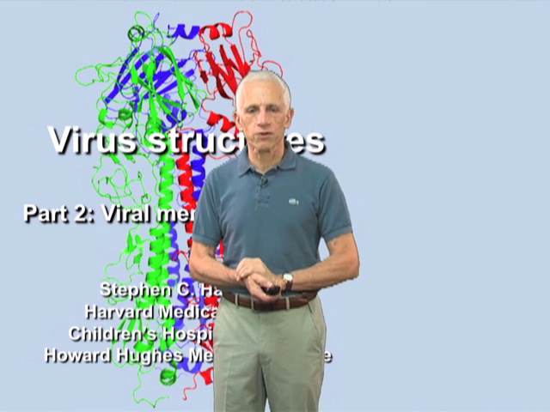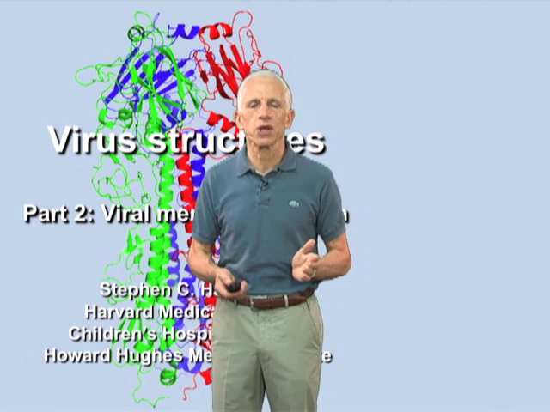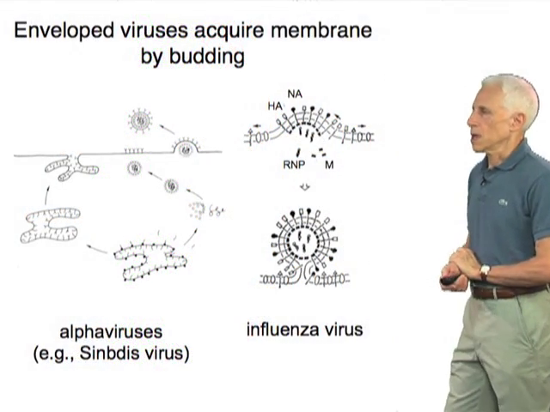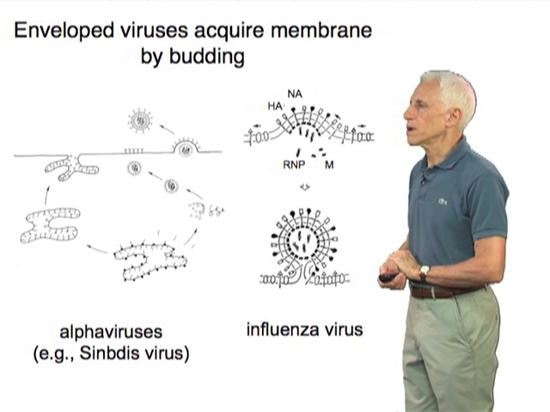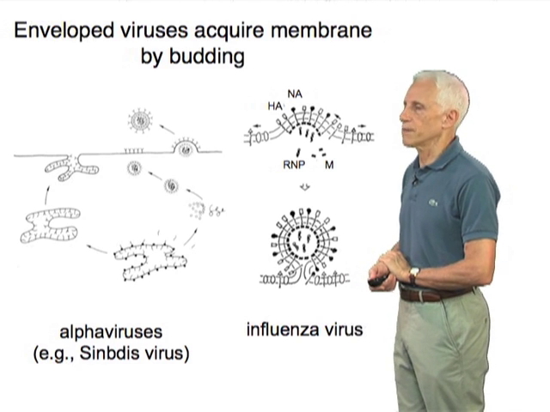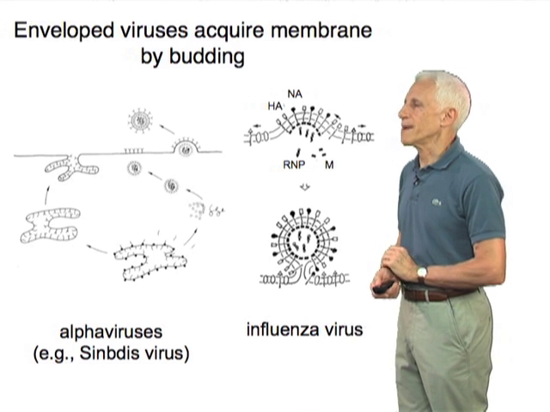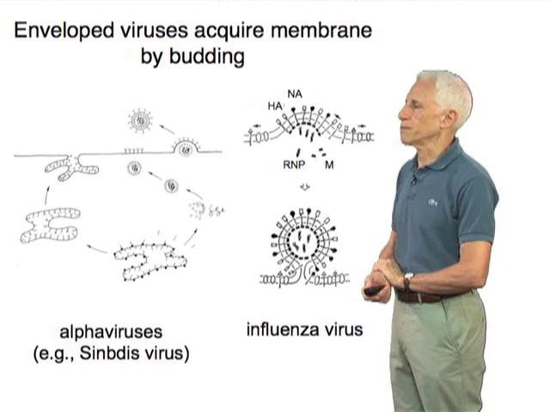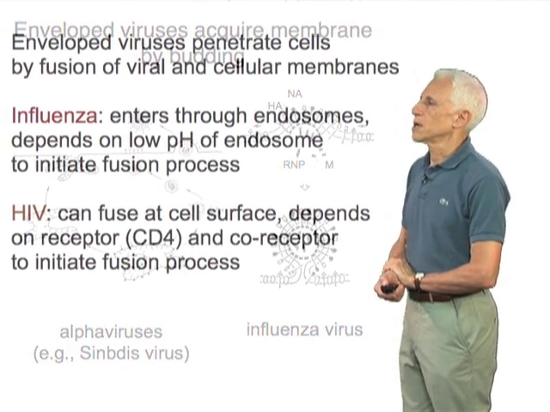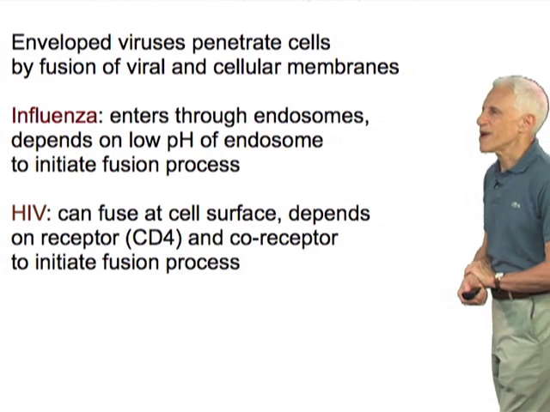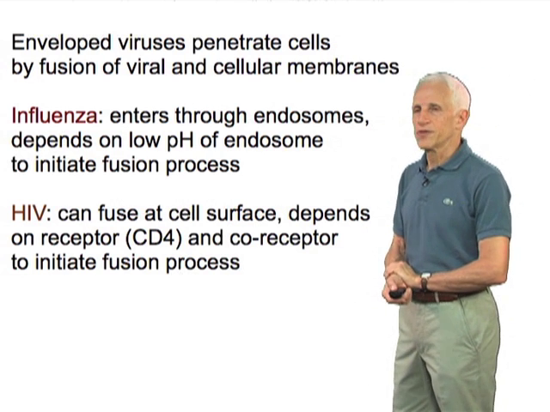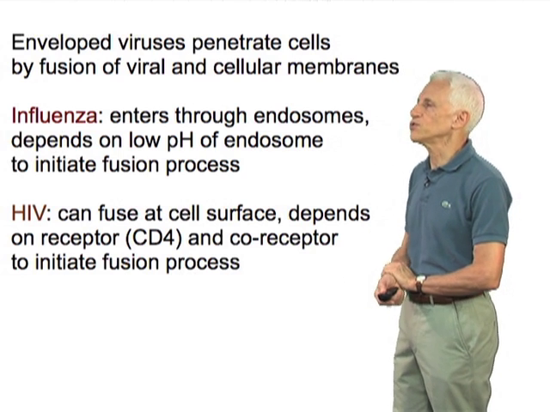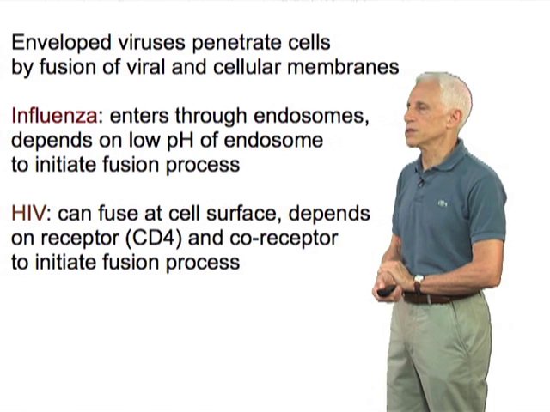This part is about viral membrane fusion, the process by which envelope viruses get into cells. As those of you who watched part 1 will know, envelope viruses, those with lipid bilayer membranes, acquire their membrane by budding out through the surface or into an internal compartment of the host cell. And likewise, they penetrate cells that they are about to infect by fusion, a reverse of the budding process, by fusion of viral and cellular membranes.